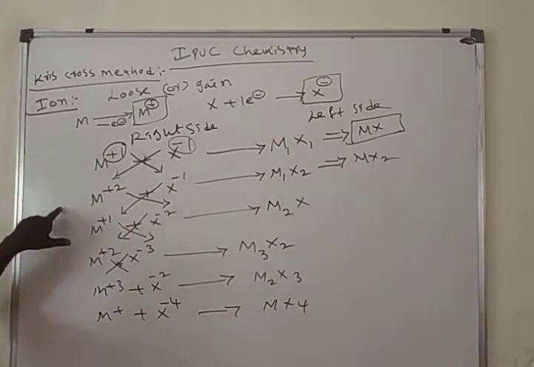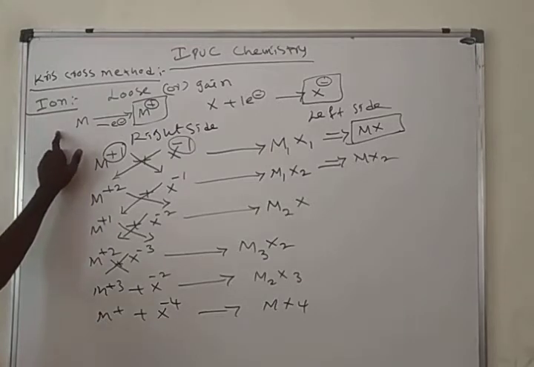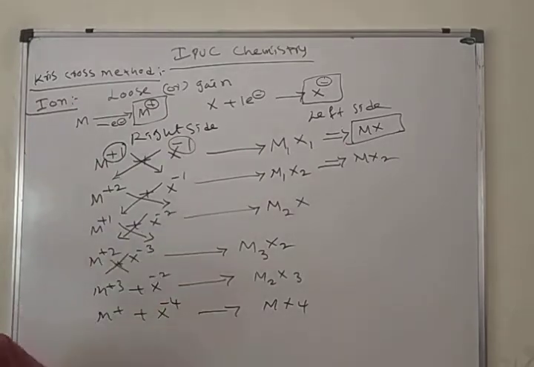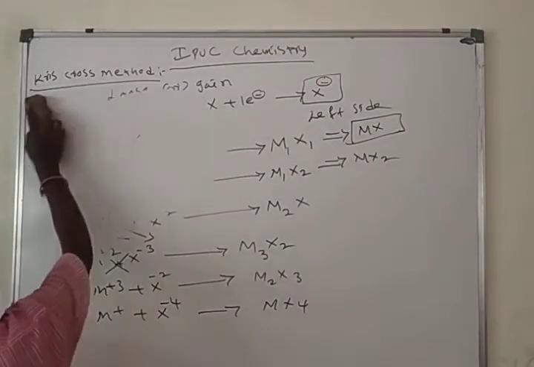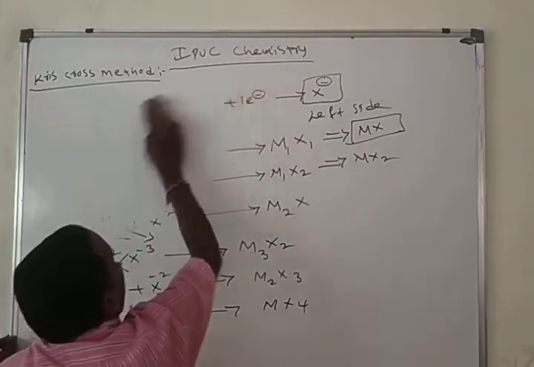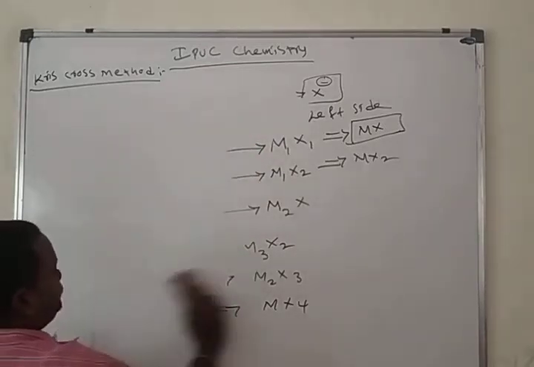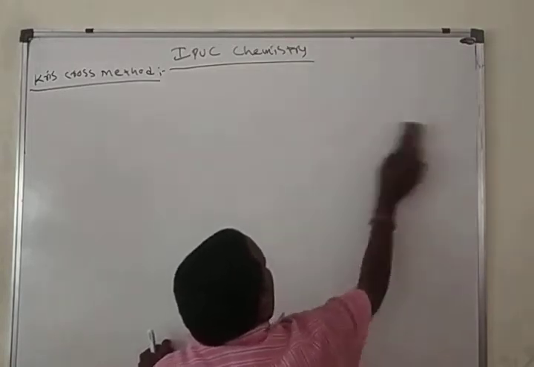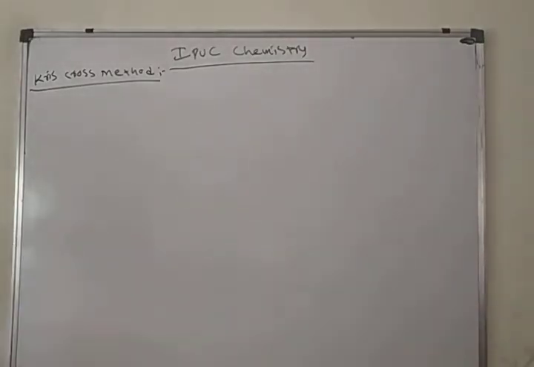This we call the crisscross method. For the writing of the formula, use the cross method. That's why we call it the crisscross method. These are the general formulas. Then we'll move into the individual ones. Here I wanted to take some examples.